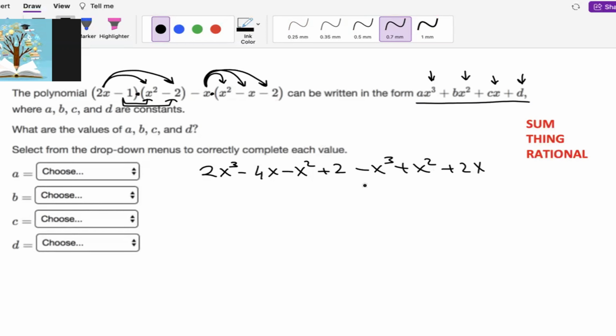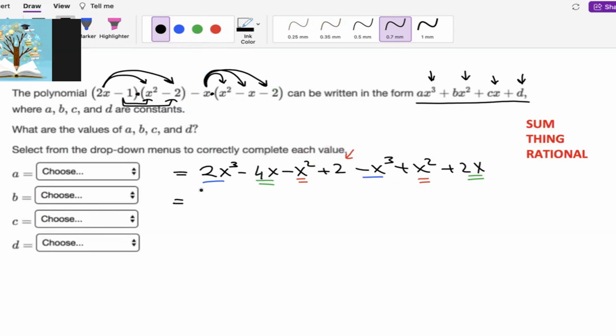So we have some x cubed terms here, x squared terms, x terms, and constants. I need to make them a single expression, like x cubed. I should not have x cubed at several places or x squared at several places. I need to combine them. So as we see here, 2x cubed and negative x cubed are like terms; we have negative 4x and 2x; we have x squared terms, which are negative x squared and positive x squared; and we have a constant number here at the end.